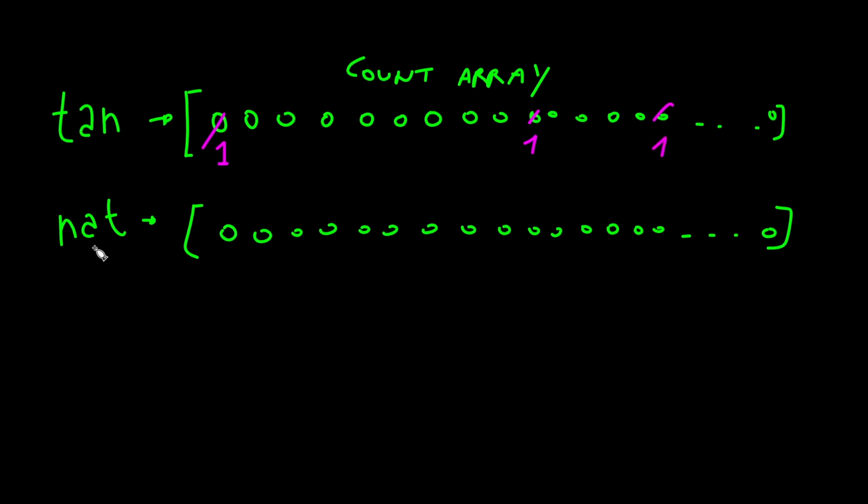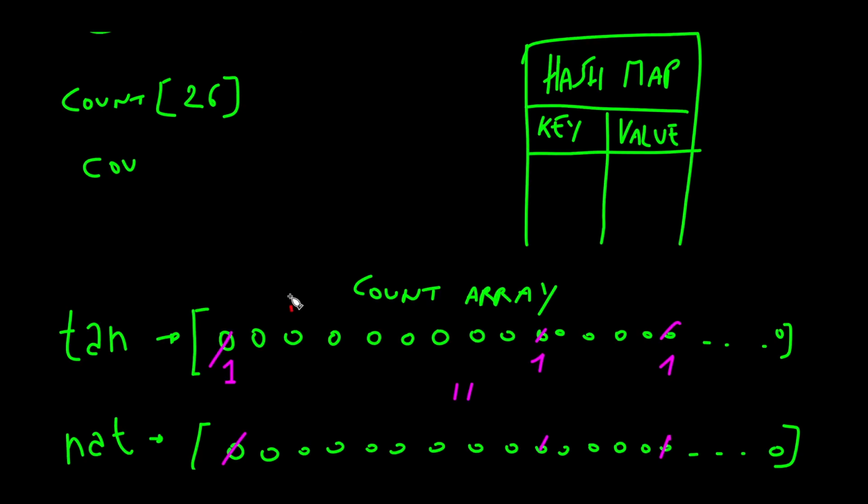Let's do the same for the second word. We've got an N. Let's say N is somewhere here. We've got an A, we want to increase A, and then we've got a T somewhere here. As we can see, these two count arrays are the same. We're going to take this count array and use it as key of the hash map, and the value is going to be the actual word.